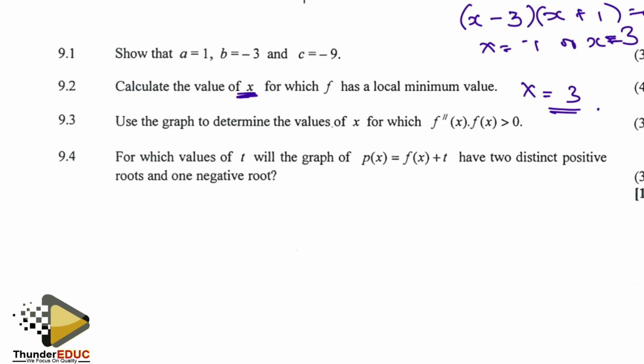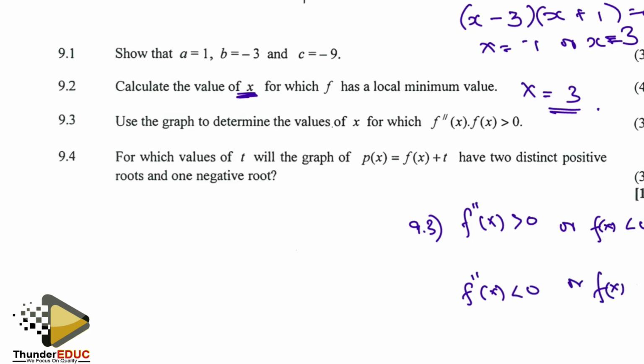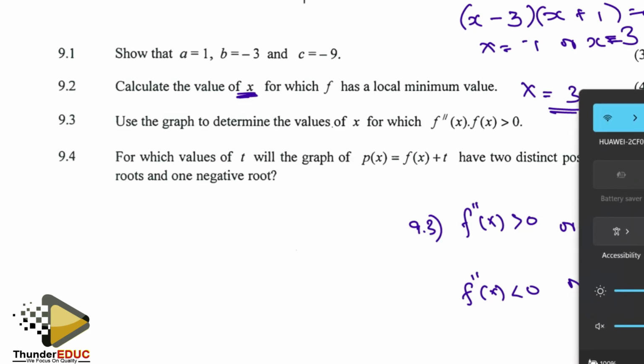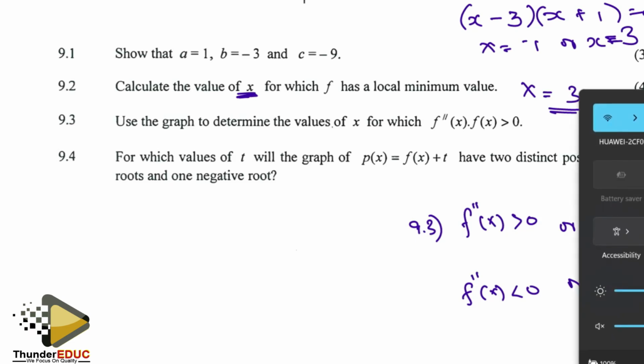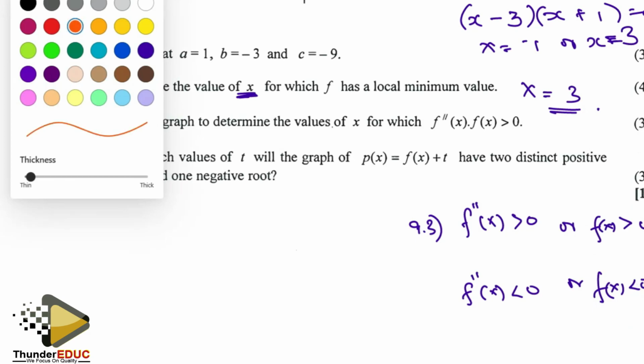So there are two aspects to this. I can say that my f double prime is greater than 0, or my f of x is less than 0. Second approach is f double prime is less than 0, or my f of x is greater than 0. But why am I saying that? If it's greater, this must also be greater, since it's greater than 0. And then if it's less, then this must also be less than 0. Okay, now where do we find those scenarios?